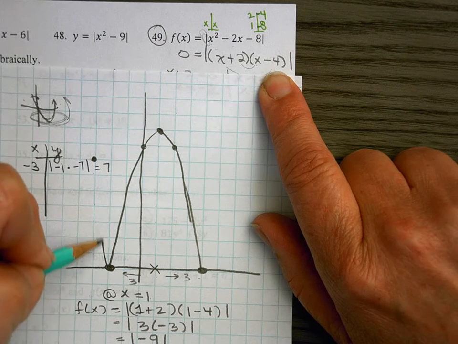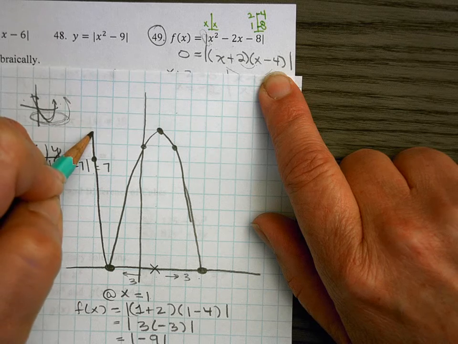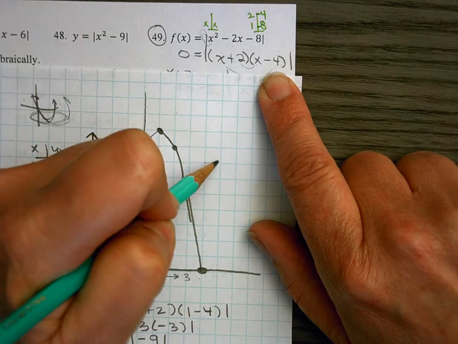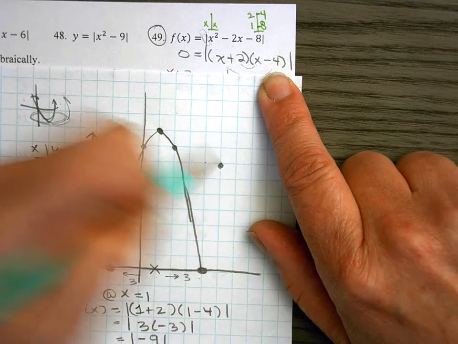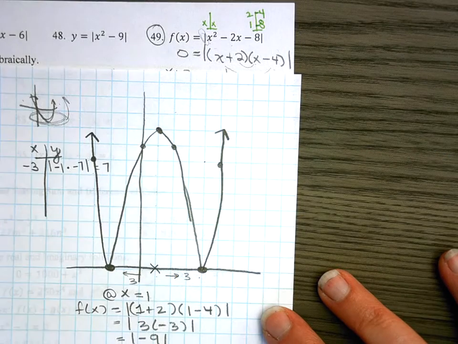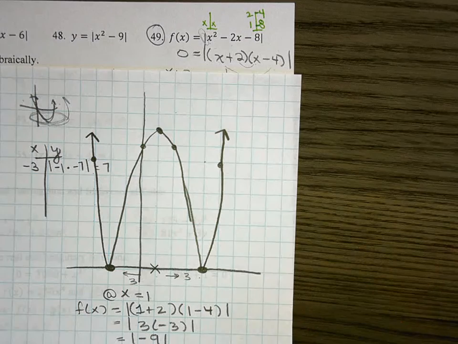And so that would be this half of the graph. Then because of symmetry, this would be at the same height. And there we go. Okay, and that's it for this video.